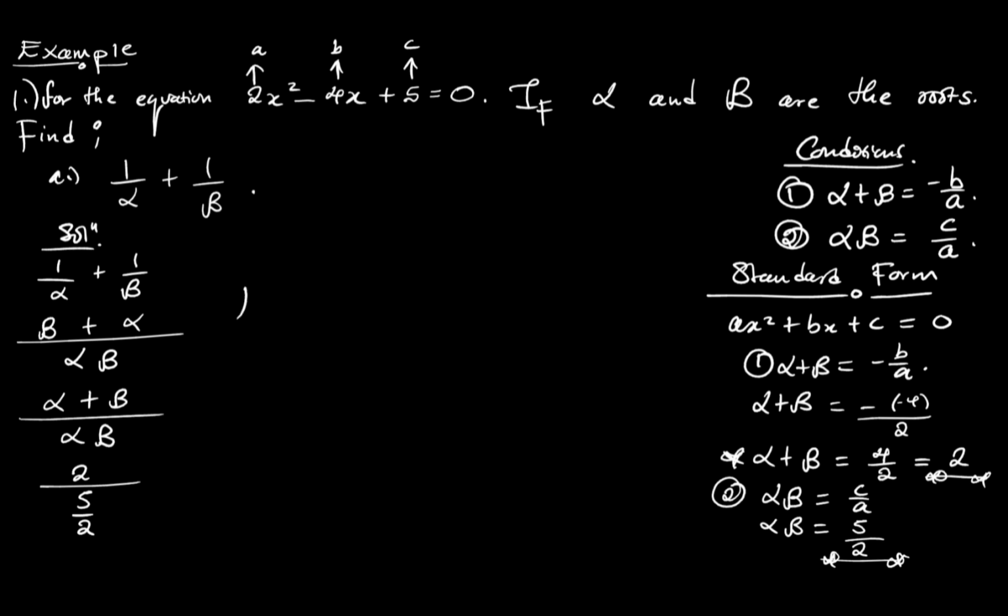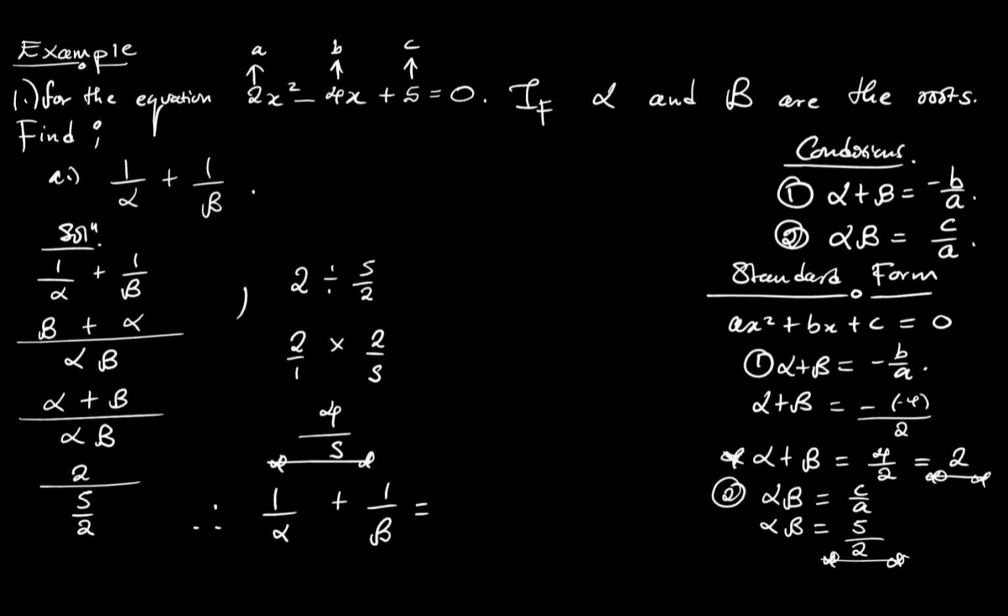Now, I'm having 2 divided by 5 over 2. So I can write this in a sensible way, where I say 2 over 1, then division turns into multiplication, then this reciprocates into 2 over 5. Now multiplication is direct, so I'll say 2 times 2, that is 4 over 5. And that's the answer. So if you want, you can say therefore 1 over alpha plus 1 over beta is equal to 4 over 5. And that's how you go about solving this question, which is A.